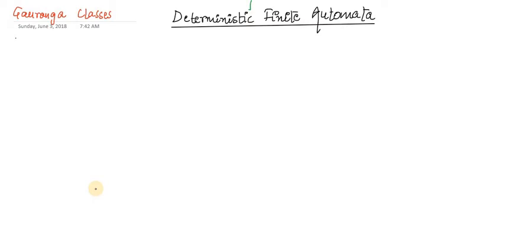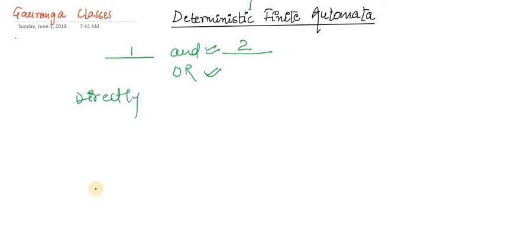Sometimes the question is divided into two parts. First part, and then there will be either AND or OR, and there will be the second part of the question. In such questions, we can do either directly or the second way, by concatenation.